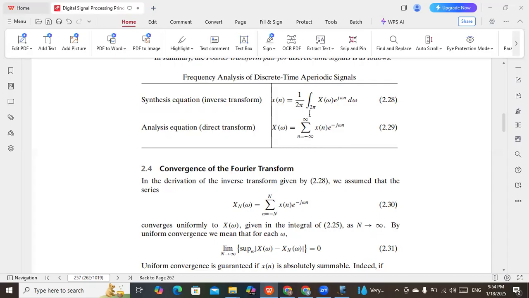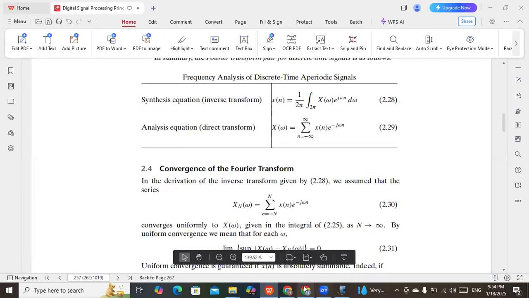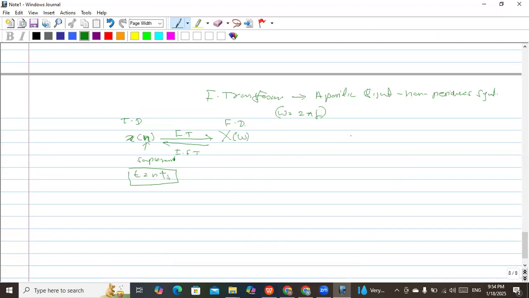Now we will focus on this one. This will be the identity. So if I first write the identity for Fourier transform: if you are given any signal x[n], and you want to convert this to frequency domain X(omega), what do you need to do?